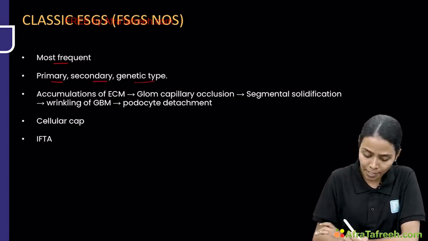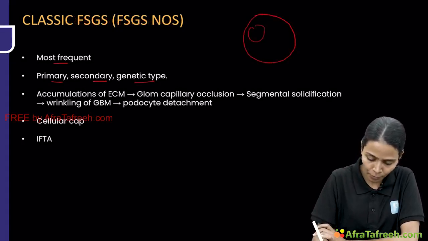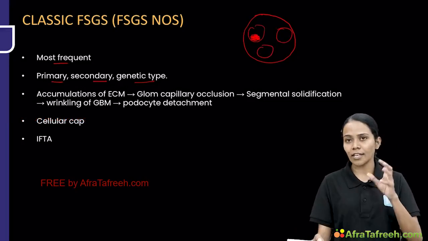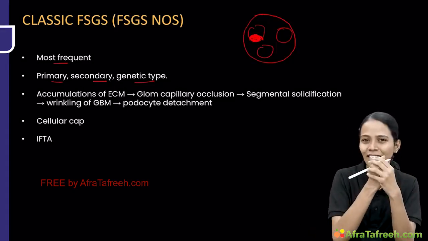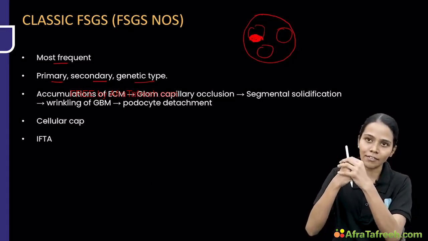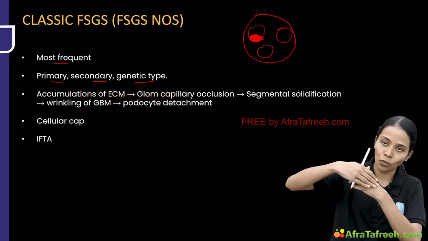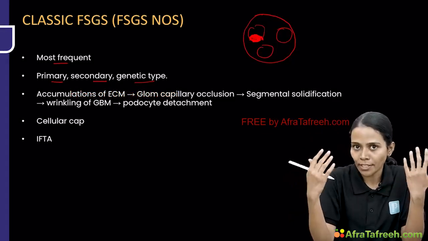So what happens is, this is the glomerulus, there's accumulation of extracellular matrix, and here there will be capillaries under this, so that will get occluded. Once it gets occluded, there is a lot of segmental solidification, and the glomerular basement membrane here will wrinkle because underlying that part is sclerosed, right? So imagine something is getting sclerosed. This will wrinkle. It will not stay stiff like this. And finally, because this wrinkles, whatever overlying podocyte is there would have collapsed and detached. So this is what happens in FSGS NOS.